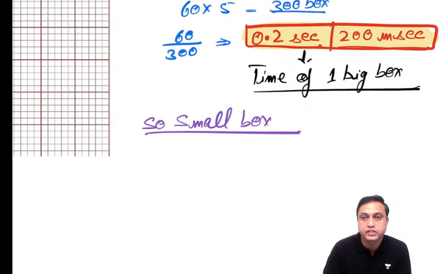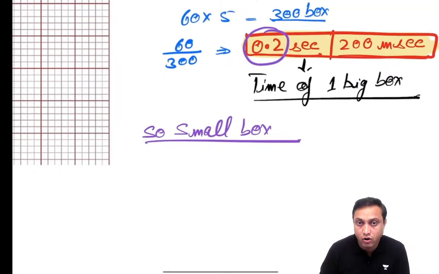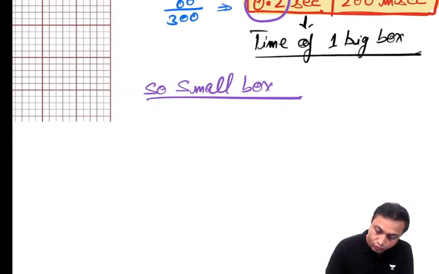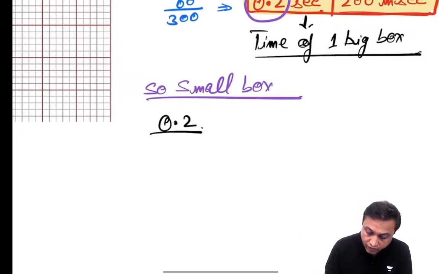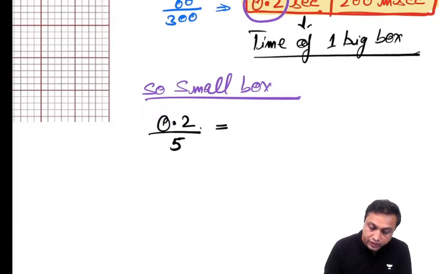So small box has how much time? This big box has a time of 0.2 seconds. So what we are going to do over here is divide 0.2 by how many small boxes there are in a big box. 5. Kitna beta? 5. So 0.2 divided by 5.